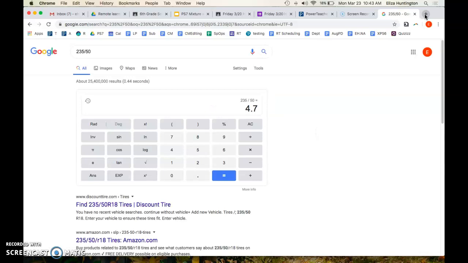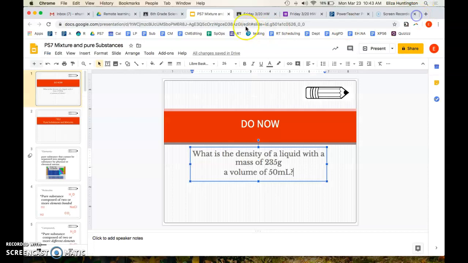I got 4.7, and the units for that, I'm actually going to write that out. The units are grams per milliliter. The reason that it's grams per milliliter is because we divided grams by milliliters. So we're just going to leave those units with the mass units divided by the volume units. So 4.7 grams per milliliter. That's how you would write that.